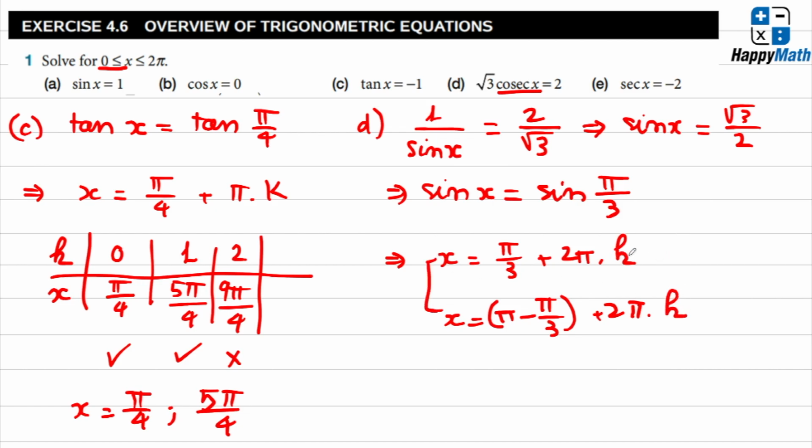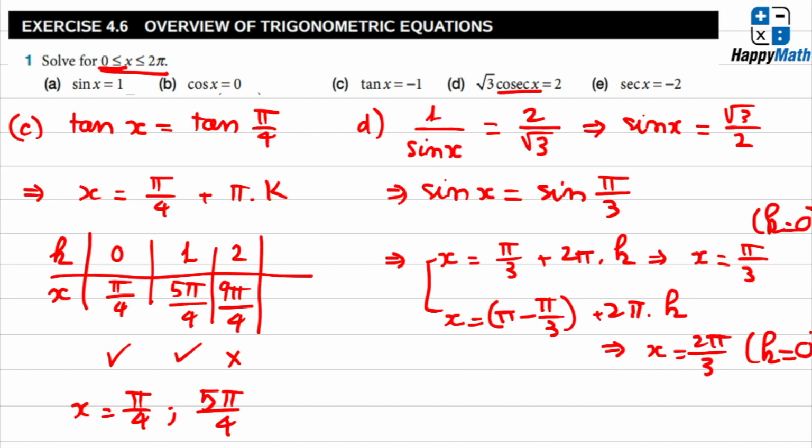And then I will try some values of k. Because the interval of x is only greater than 0 and less than 2 pi, x only equals pi over 3 for this case, corresponding to k equal to 0. And the second one, you get x equal to 2 pi over 3, corresponding to k equal to 0 also. If k equals 1 or 2 or 3, the total value of x will be greater than 2 pi, so it cannot be the right answer. Question D, you only have two solutions, pi over 3 and 2 pi over 3.